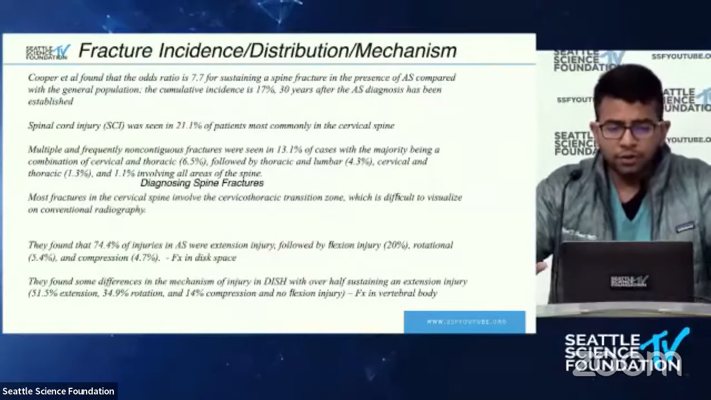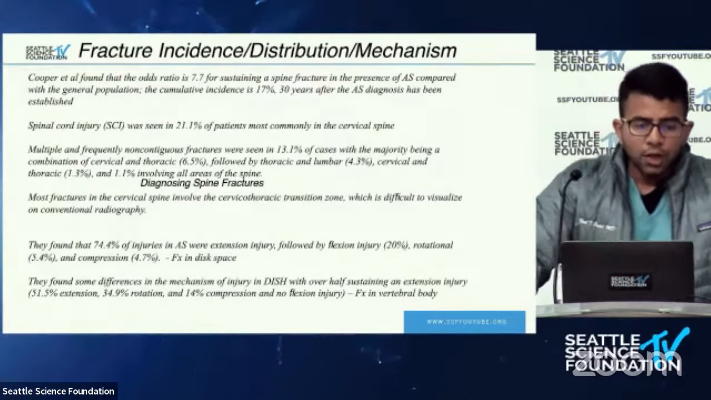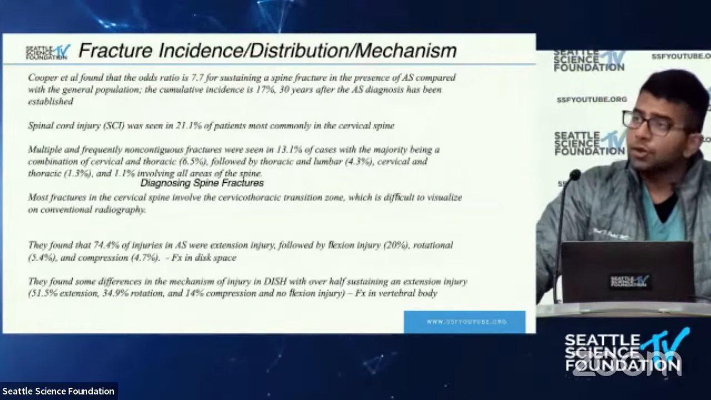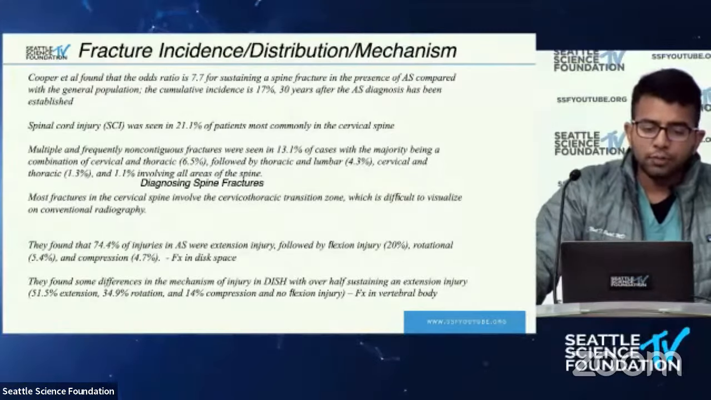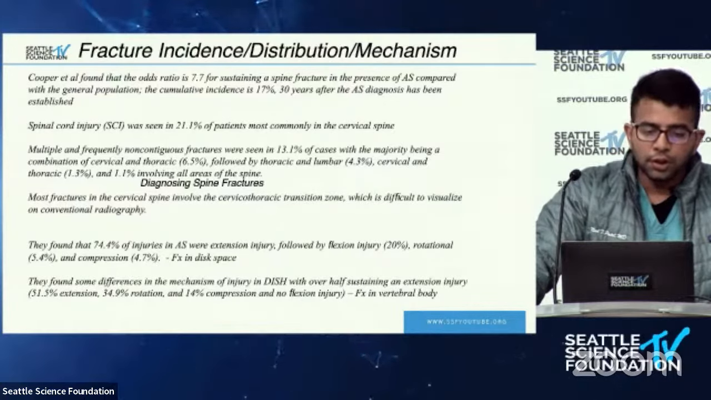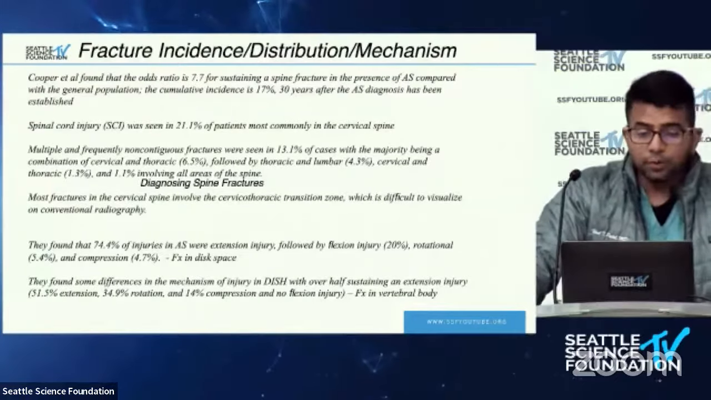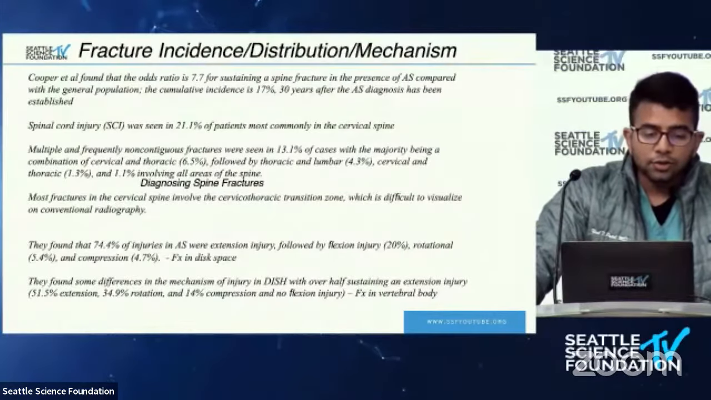So, fracture incidence and distribution mechanism. In terms of distribution and incidence, Cooper et al. found an odds ratio of 77.7% for sustaining spine fracture in patients with AS compared to the normal population. So they just have at baseline a really high risk. And over 30 years, there's a 17% chance that they'll have some kind of fracture. Spinal cord injury is about 21% chance.